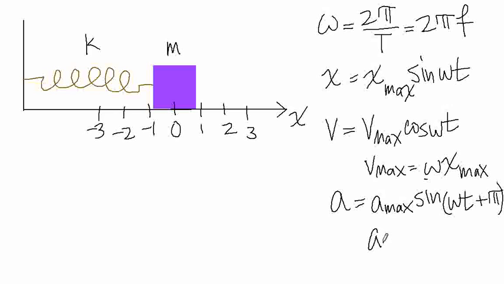Now the a max, the maximum acceleration, is also related to the maximum value of x and v. Okay, so that's equal to omega v max, which is equal to omega squared x max. Okay, and so there you have it. Now, I said that a simple harmonic system is a system in which a corresponding parameter is defined in terms of a sine or cosine function. Okay, that's also referred to as a sinusoidal function. So as you can see, x, v, and a are all simple harmonic.